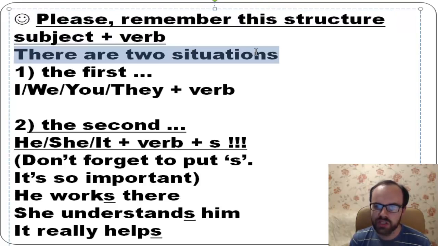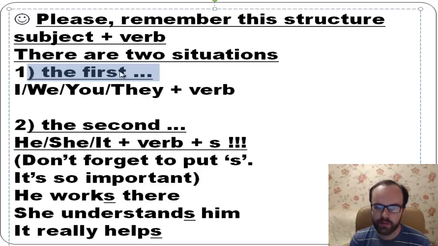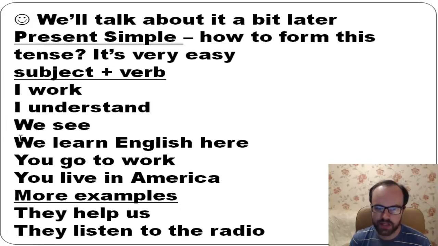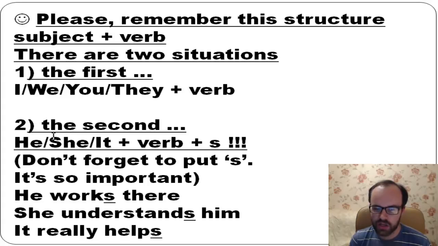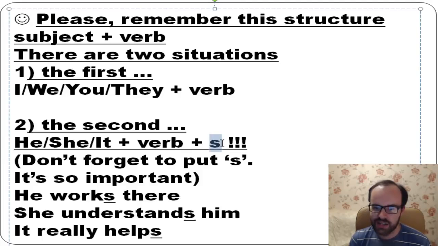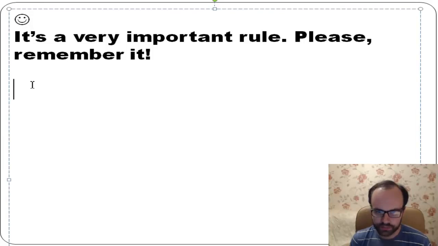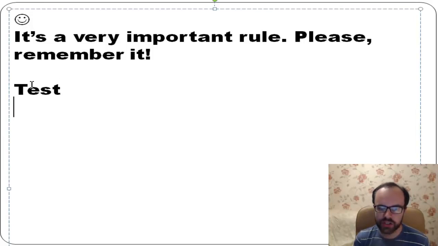But there are two situations. The first situation is when you have I, we, you, they plus verb. And the second situation is when you have he, she, it plus verb plus s. Please don't forget to put s. It's so important. Examples: he works there, she understands him, it really helps.